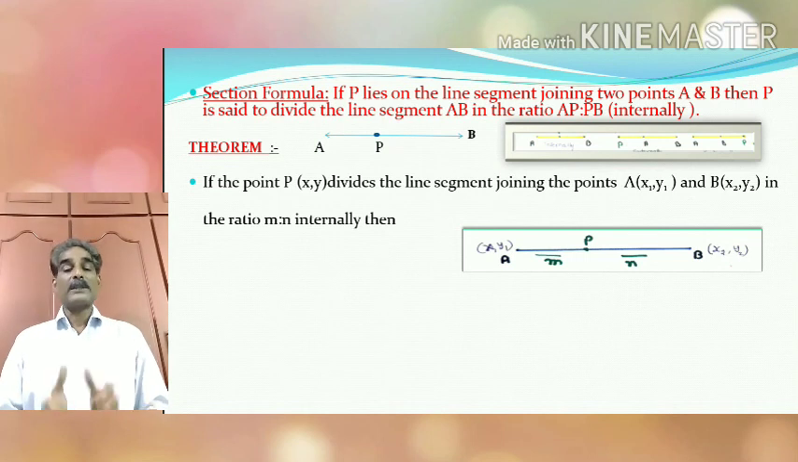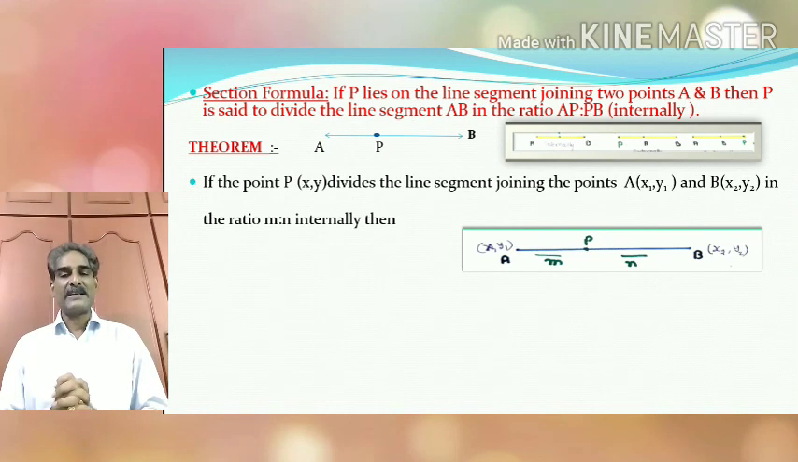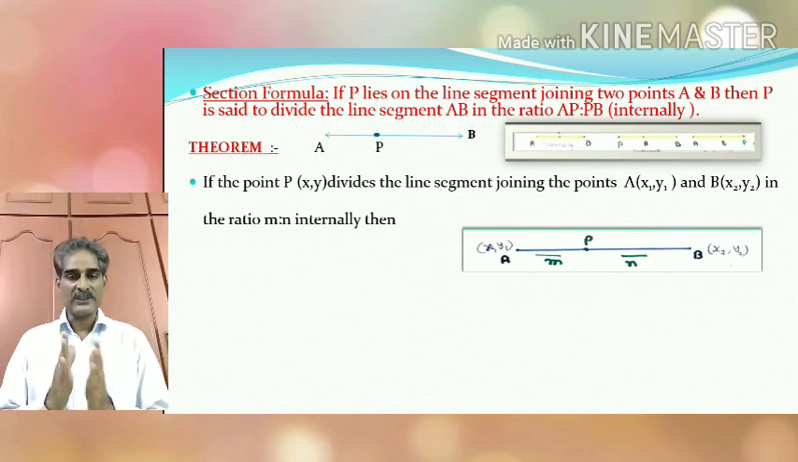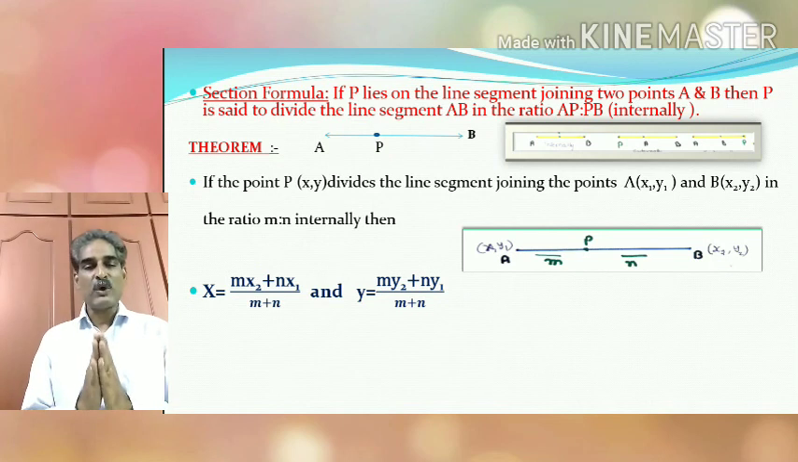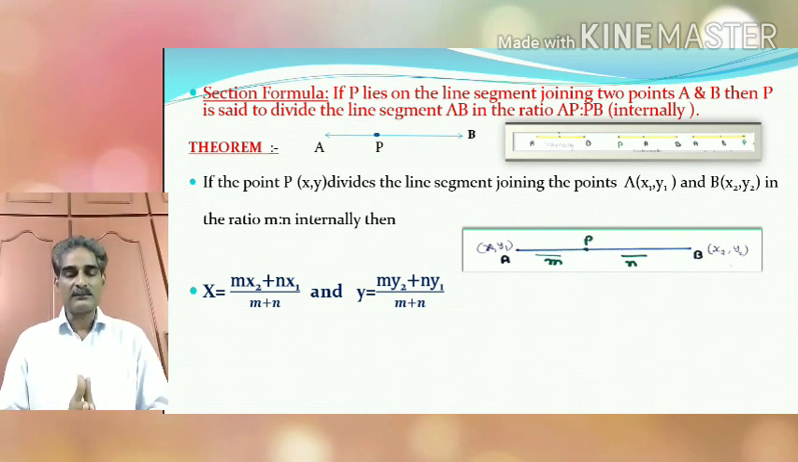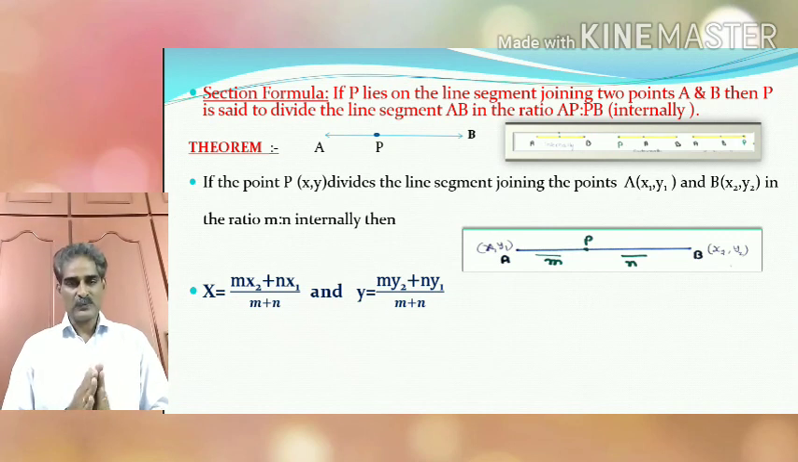Suppose the coordinates of the point which divides the line segment joining A and B in the ratio m is to n are mx2 plus nx1 by m plus n and my2 plus ny1 by m plus n. Once I will repeat, the coordinates of the point which divide the line segment joining A(x1, y1) and B(x2, y2) are mx2 plus nx1 by m plus n, my2 plus ny1 by m plus n. Okay, now come to the proof.